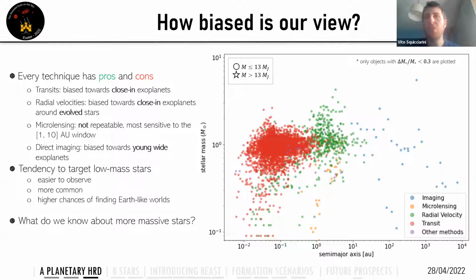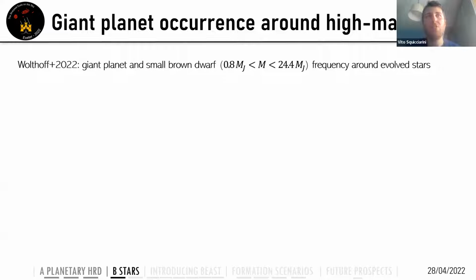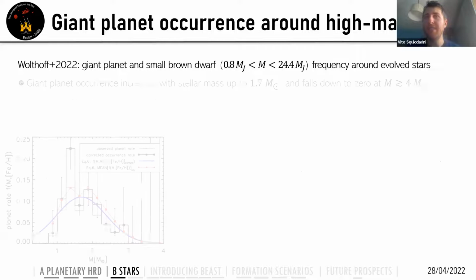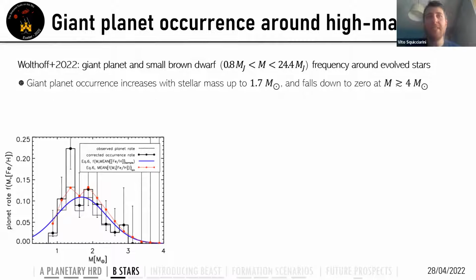So what do we really know about planets around high-mass stars? I will show you a recent result of Wolthoff et al. that studies the occurrence of giant planets and small brown dwarfs around evolved stars. And you can see a clear trend with the stellar mass. Just focus on the blue lines here. You see that the occurrence increases with stellar mass up to 1.7 solar masses, and then it goes down, falling to about 0 at about 4 solar masses.